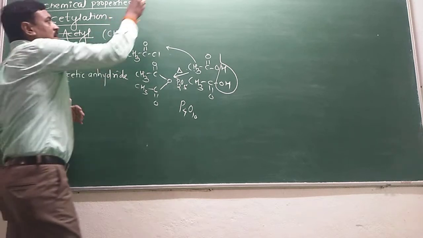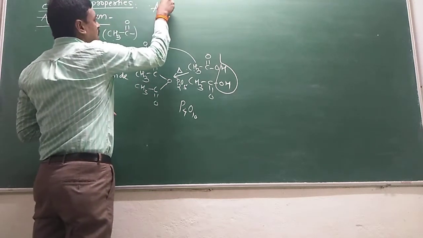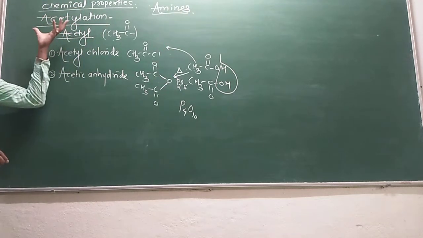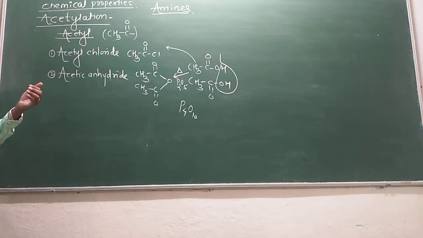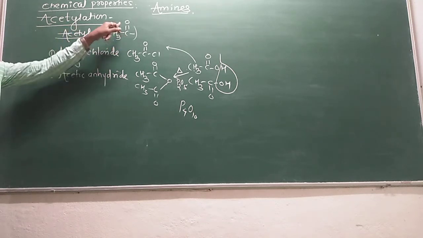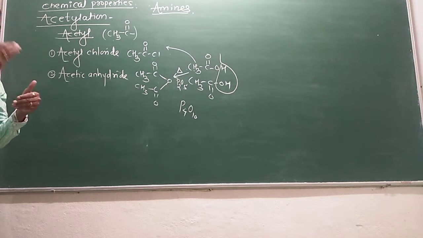Amines are among the organic compounds having hydrogens. We define acetylation as the reaction in which the hydrogen of any organic compound is replaced by the acetyl group, CH3C double bond O, and this is known as acetylation.